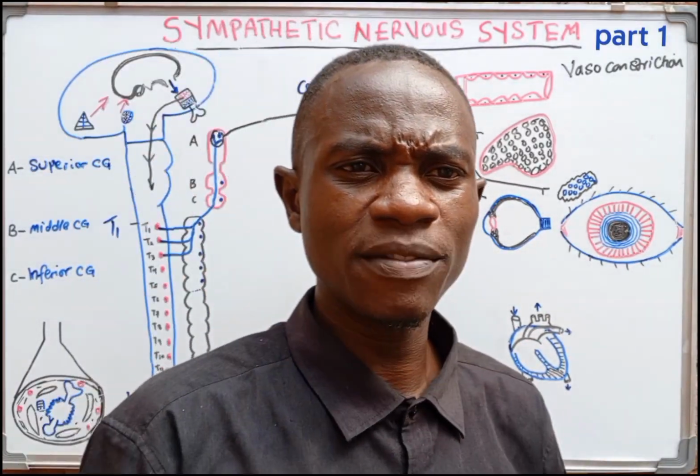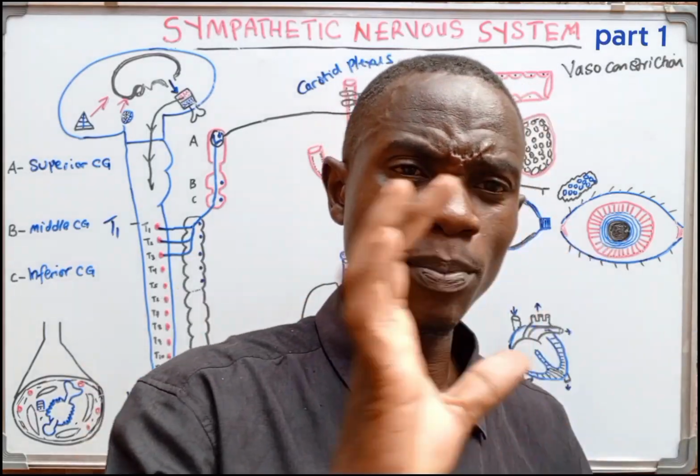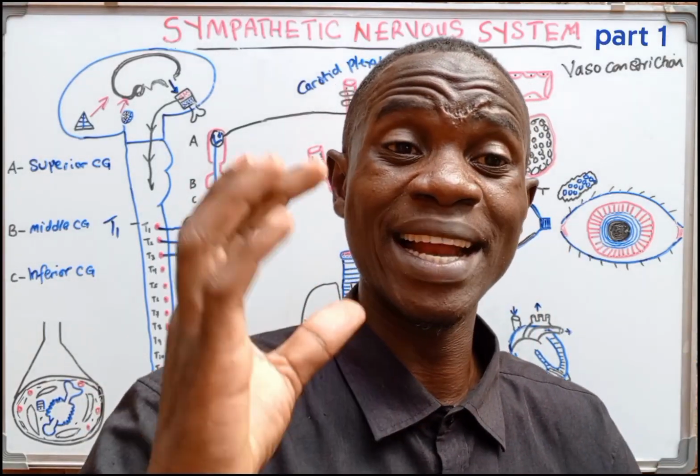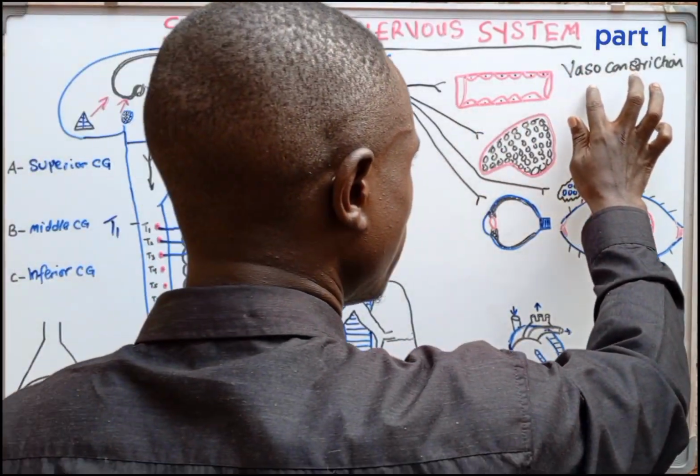But we said that in some blood vessels, like those supplying the skeletal muscles, whenever the sympathetic nervous system is activated, they need to dilate because we need more blood flow to the skeletal muscles. So here we're going to have the vasoconstriction.